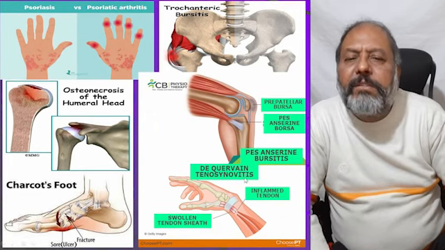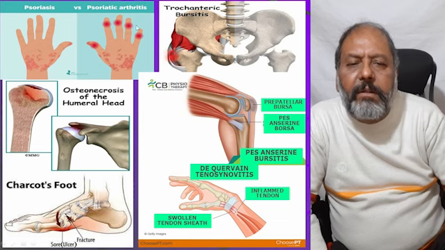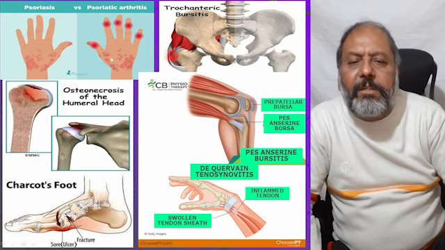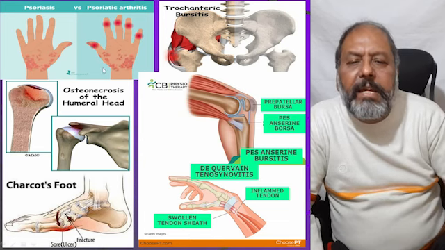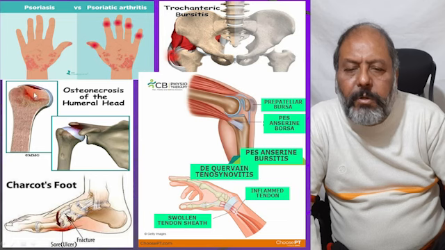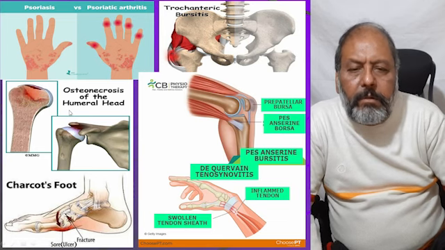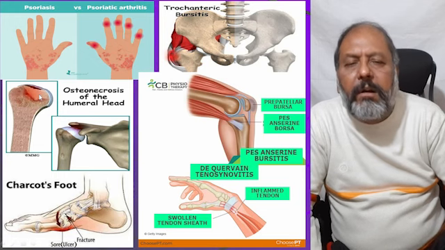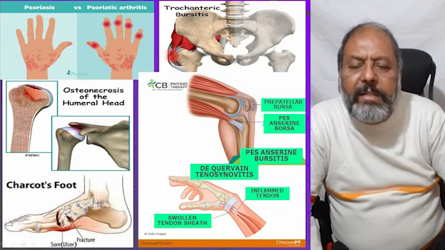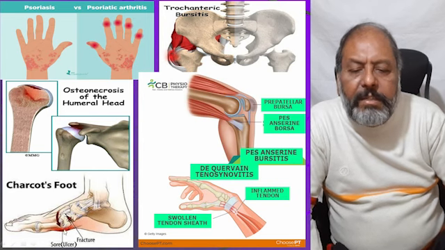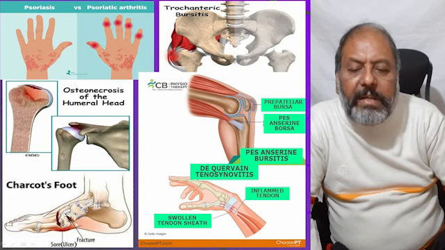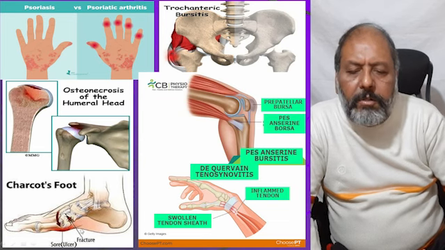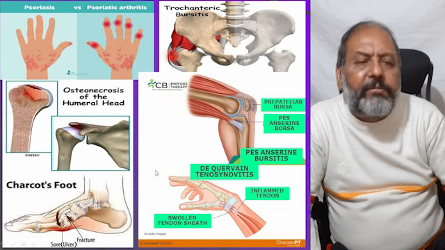So here one can see psoriatic arthritis, but there are also skin changes present. In osteonecrosis of the femoral head, one can see necrosis of the femoral head of the bone, as well as the humeral head and other bones involved because of the osteonecrosis. Then one can see the Charcot joint, where there is a sore and a fracture of this bone, giving the appearance of Charcot foot, which is visible on X-ray.